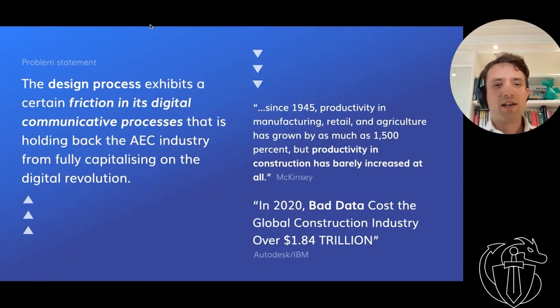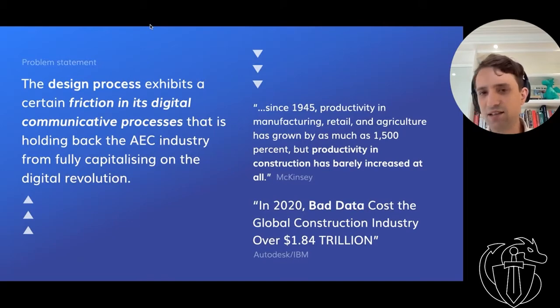My original research focus was very vague. It was along the lines of: hey, the design process in AEC has a bit of friction in the digital communicative processes that is holding it back as an industry. There's this digital revolution happening and we don't see AEC benefiting from it. So what's up? That was, in short, the original research assignment.